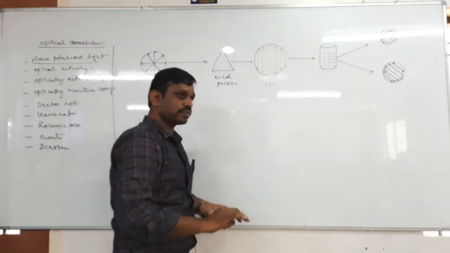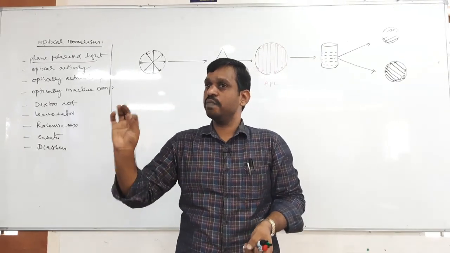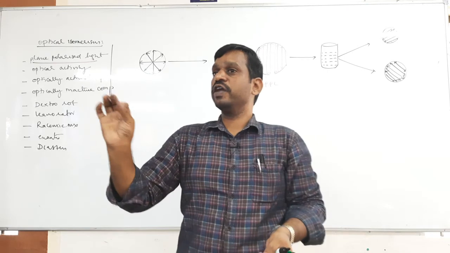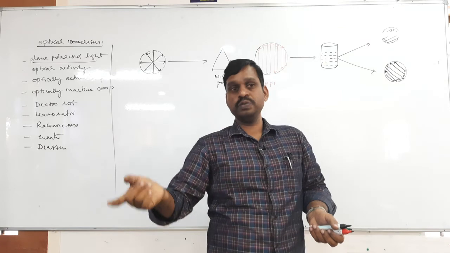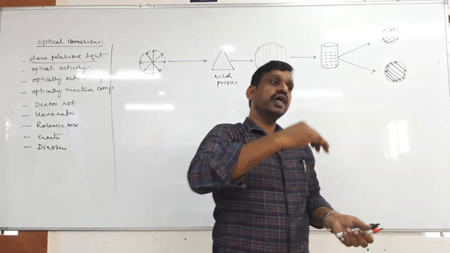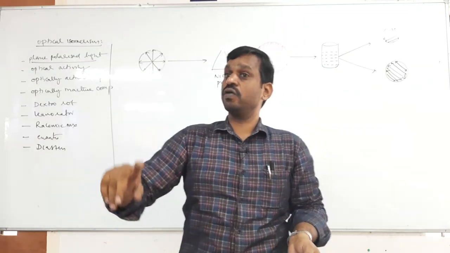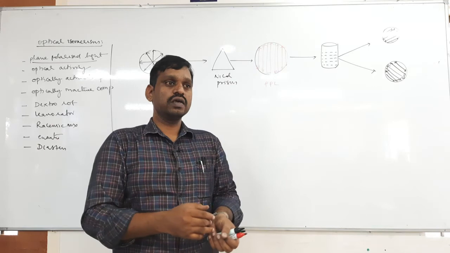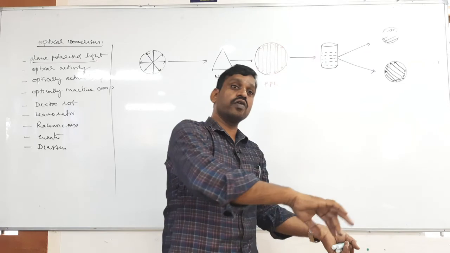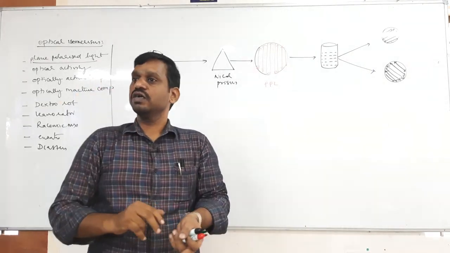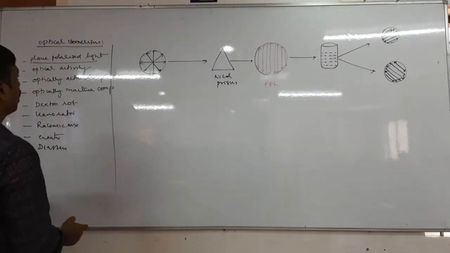I repeat once again carefully. What is optical isomerism? Organic compounds which have the same molecular formula but differ in the spatial arrangement of atoms or groups around the asymmetric carbon. In other words, they differ in the rotation of plane polarized light. One can rotate right side, the other can rotate left side. Both are called optically active isomers, and the phenomenon is called optical isomerism.